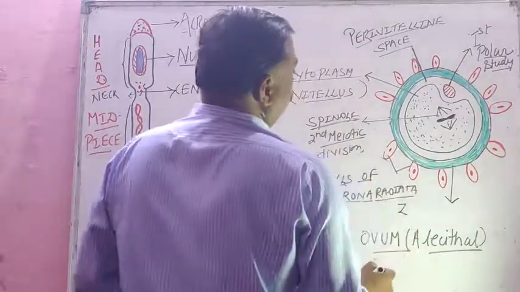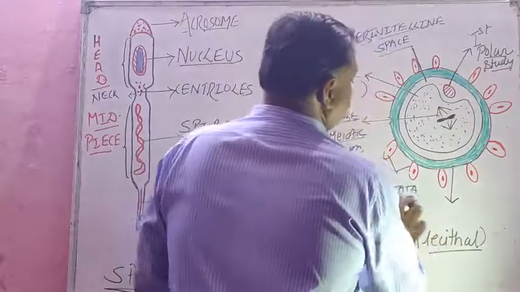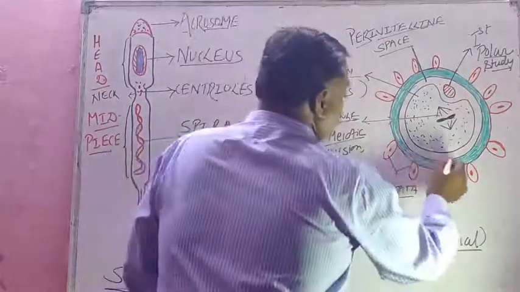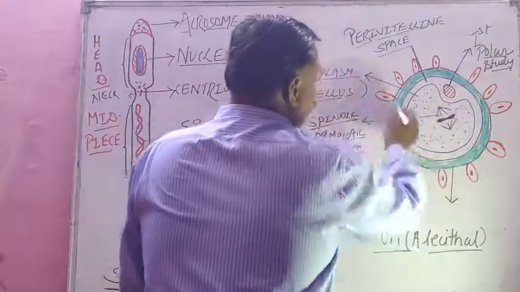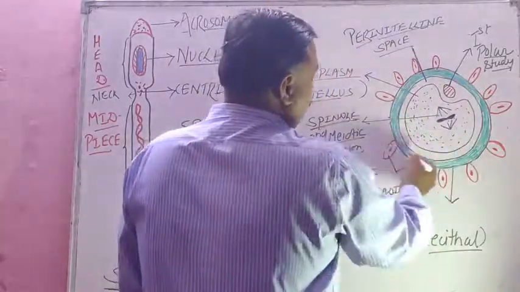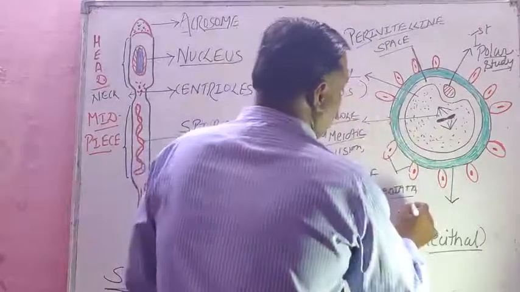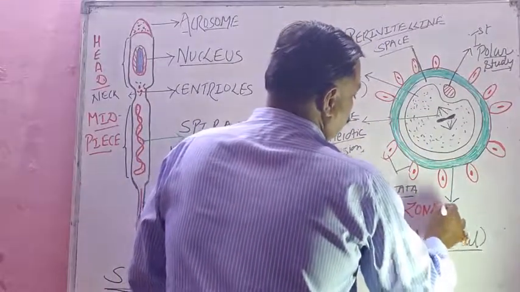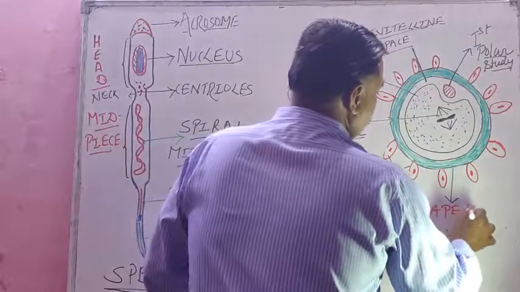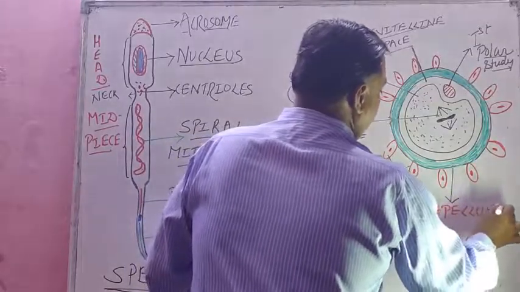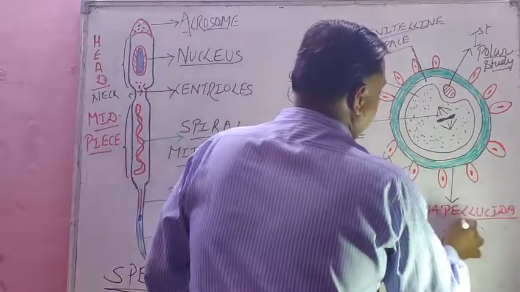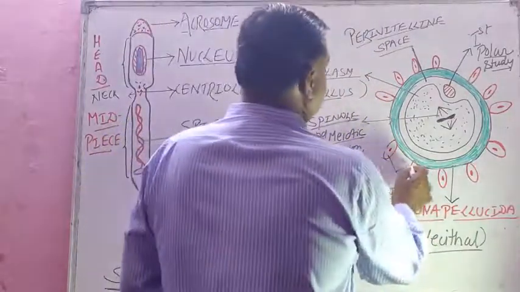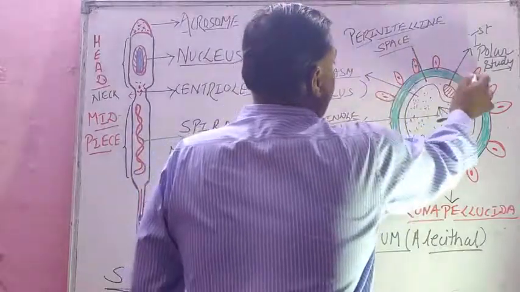And this structure, a very important structure, students. I am using a different color for this. This transparent layer, I have used green color for this, is called zona pellucida. It is formed by the deposition of polysaccharides, and these are the cells of corona radiata.